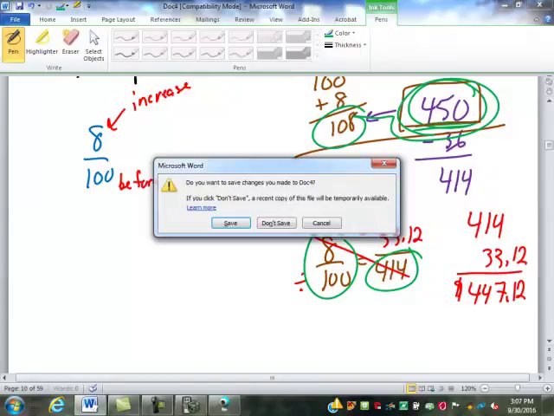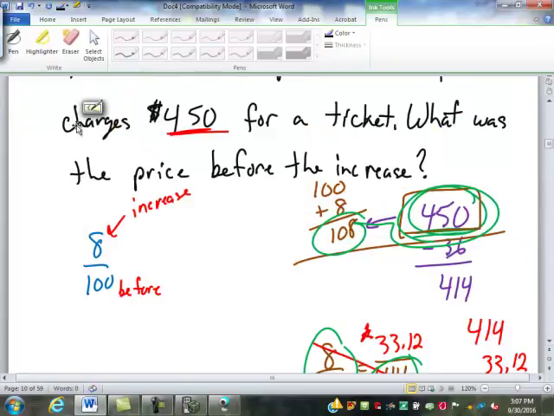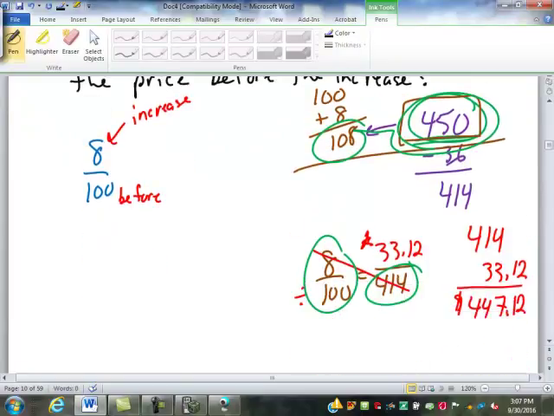108%. Cancel, get out of there. We have our 108%, which is 108 out of 100.